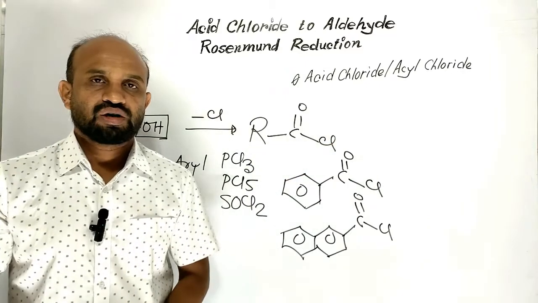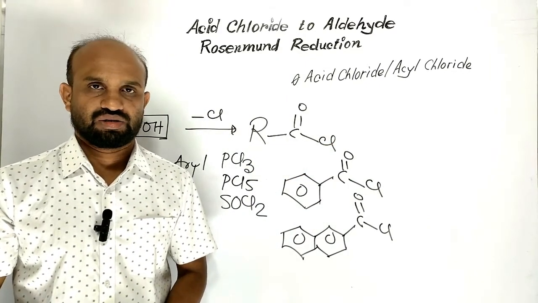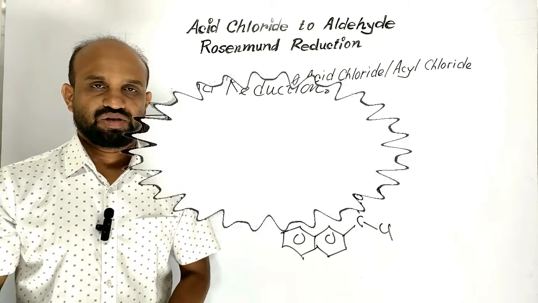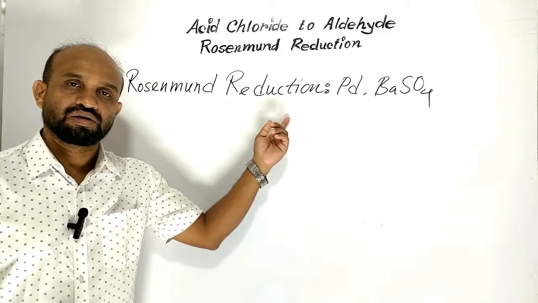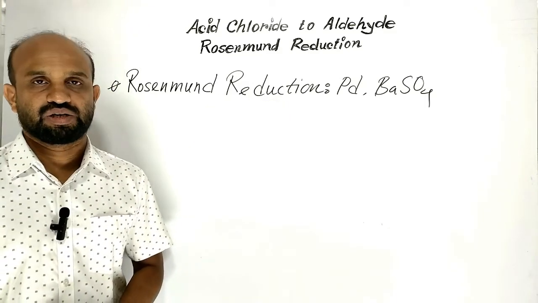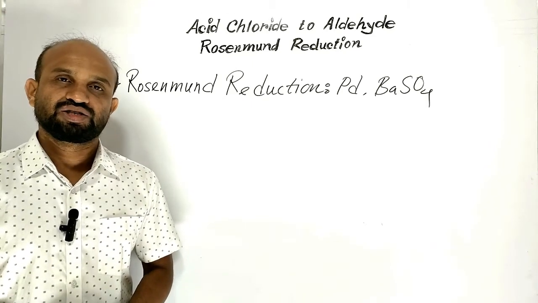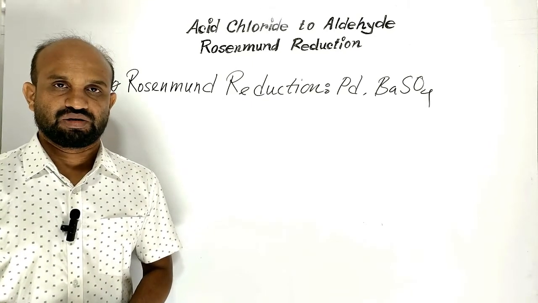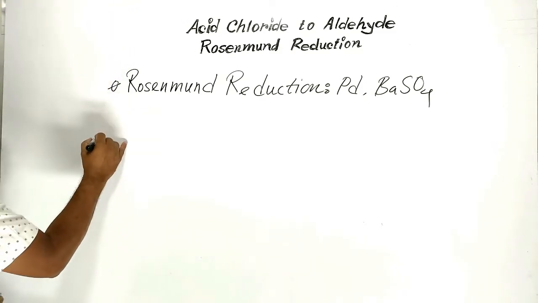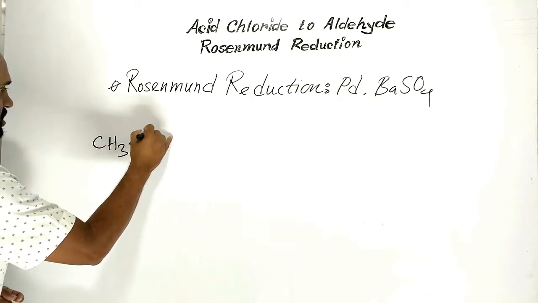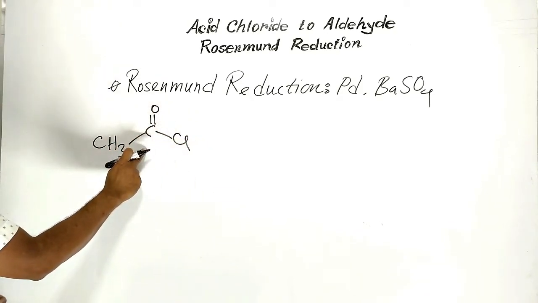So we learnt acid chlorides or acyl chlorides. Let's move on to the next point. Now the point is Rosenmund reduction in presence of palladium and barium sulfate. The reduction in which aldehyde is prepared from acid chloride. Let's take one acid chloride. For example, this one, which is acetyl chloride.